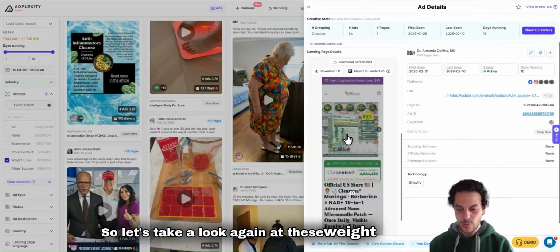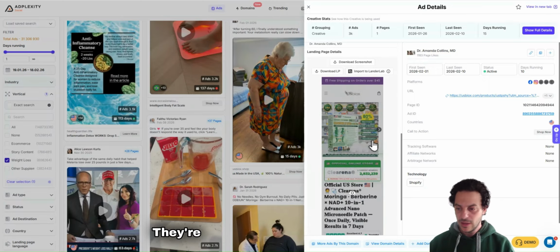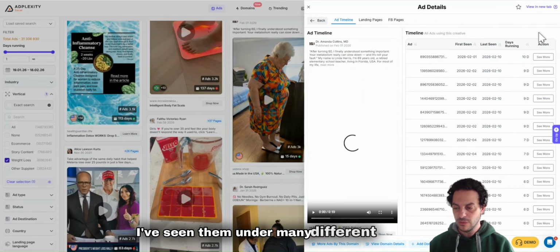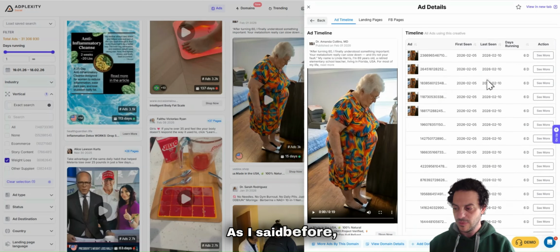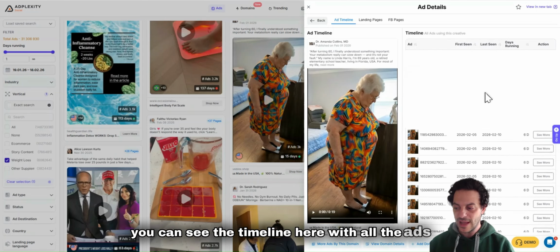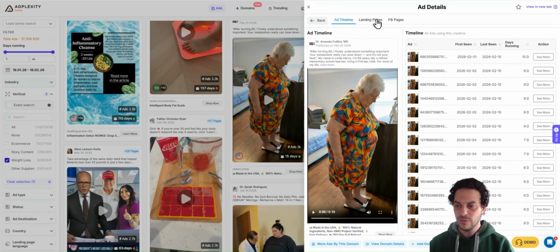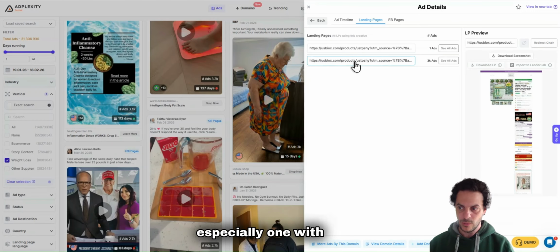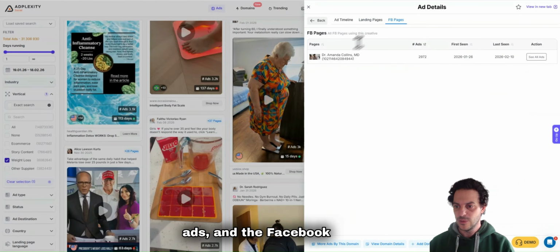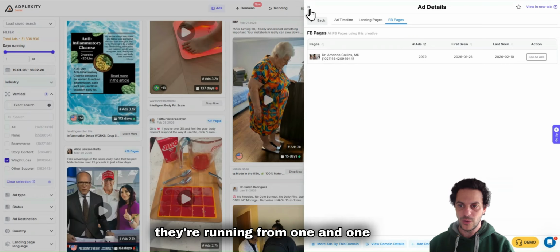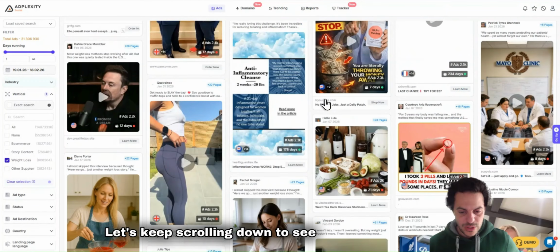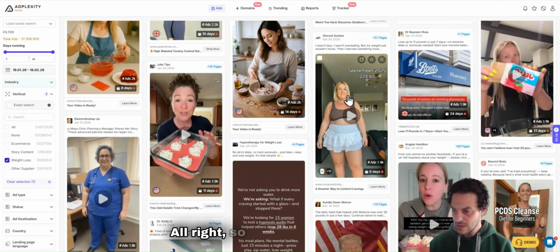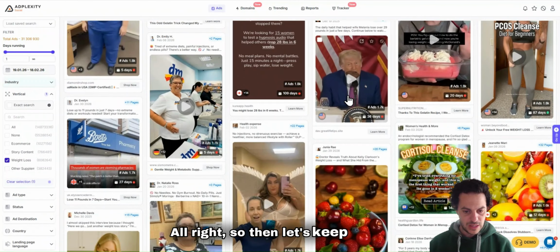Again, these weight loss patches that I mentioned before, they're being really popular nowadays. I've seen them under many different brands. As I said before, you can see the timeline here with all the ads that are using this creative. All the landing pages in this case are only these two. Especially one with 3,000 ads, and the Facebook pages, they're running from one and one only. Let's keep scrolling down to see if we manage to see something different. All right, so then let's keep going.